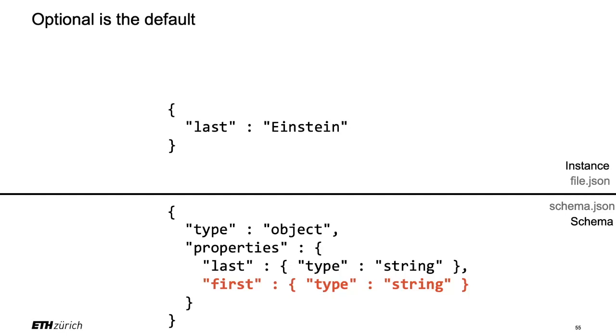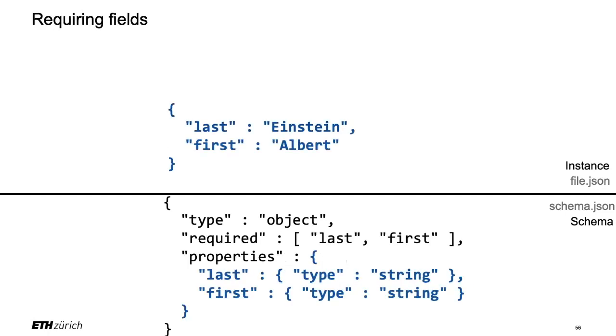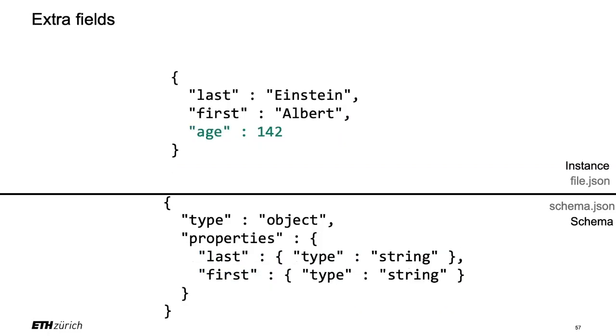It's also optional, just like in JSON. If you don't have one of the properties, one of the keys, that's fine, that's valid. You can also require fields, but here you don't do it with an exclamation mark. In JSON schema, you do it by listing them in required. You see, required is a list of the keys that are required. Last and first are required, okay? But it does the same thing as the exclamation mark in JSON.